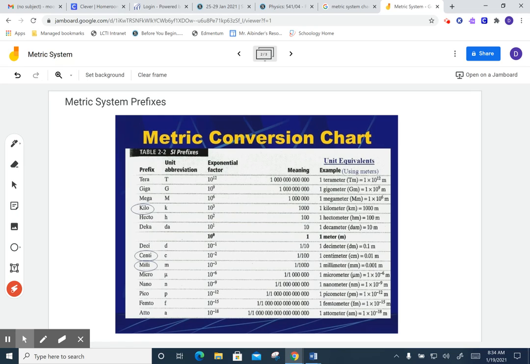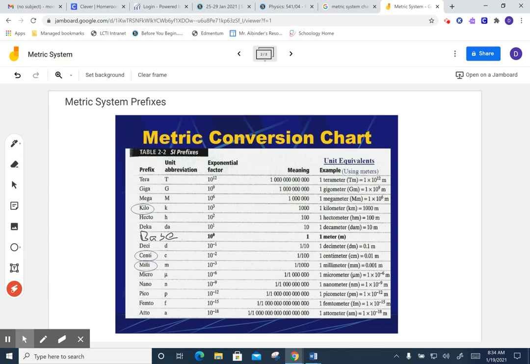Here, the base unit is here. Okay? Try that again. Base unit. There we go. Sorry about that.